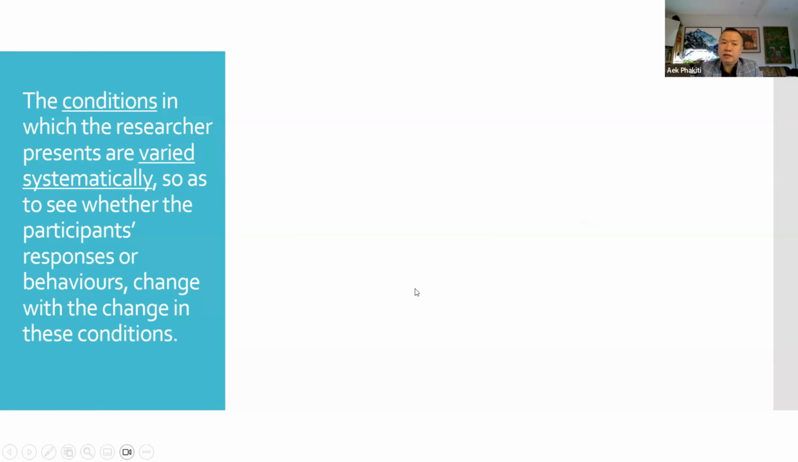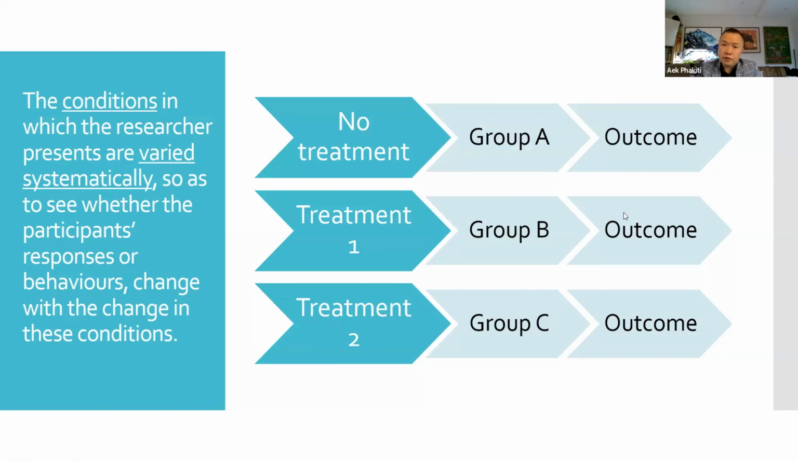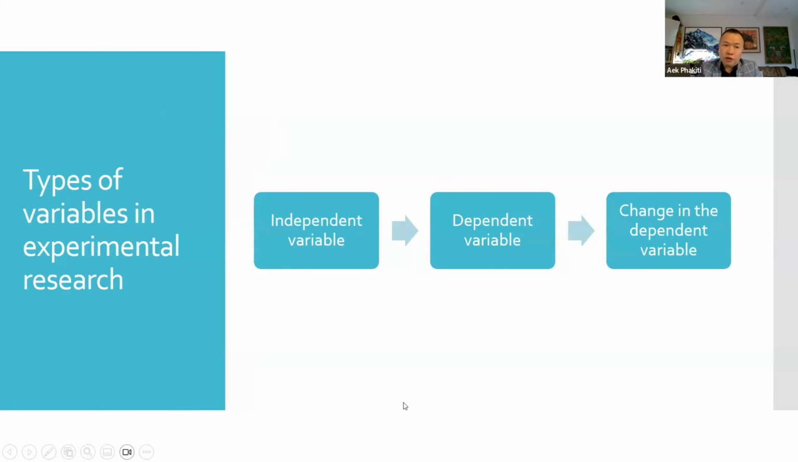So conditions again in an experiment need to vary. For example, you can have no treatment. Okay. You can have treatment 1, you can have treatment 2. And then you want to check out the effect of this on different groups of participants, looking at their outcome. Okay, so you want to see if something can change something in there.